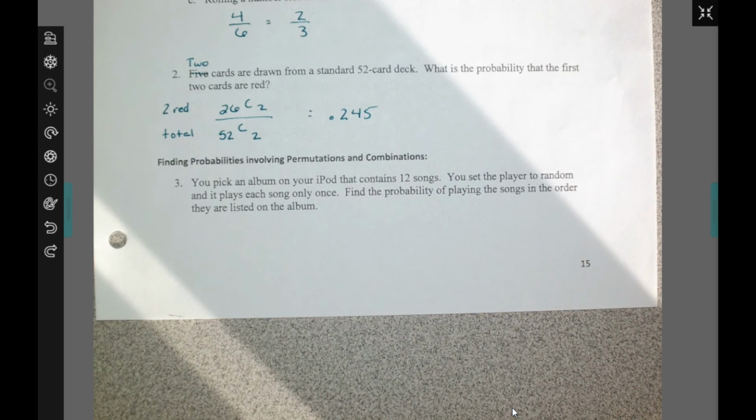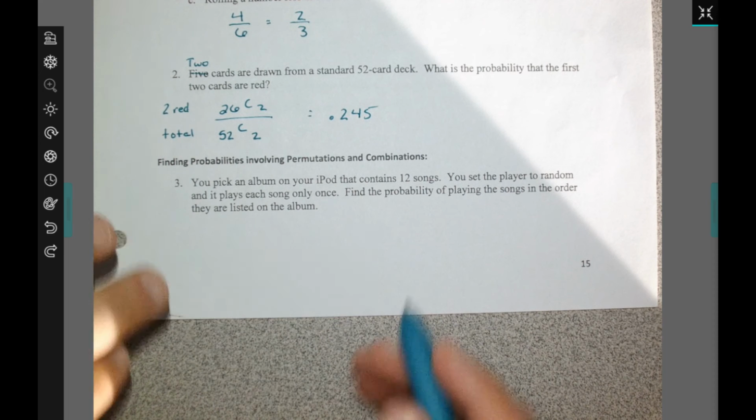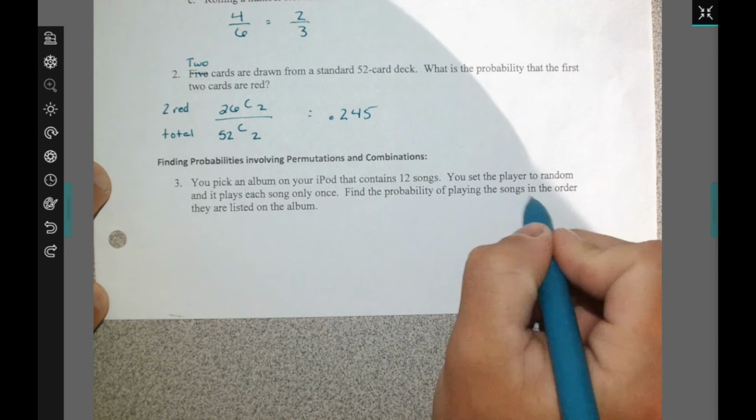Number 3, we're going to be dealing now with permutations, combinations. So for 3, it says you pick an album on your iPod that contains 12 songs. You set the player to random, and it plays each song only once. I want to find the probability of playing the songs in order.